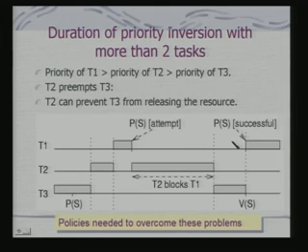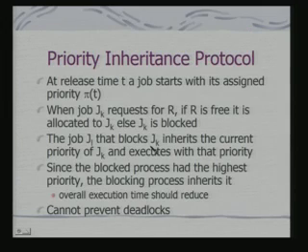So, this is really a problem when your higher priority thread or the task is handling critical tasks. So, there have to be policies to overcome these problems. The simplest policy that we have is what is called the priority inheritance protocol.